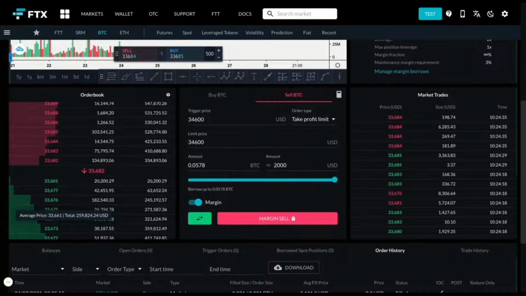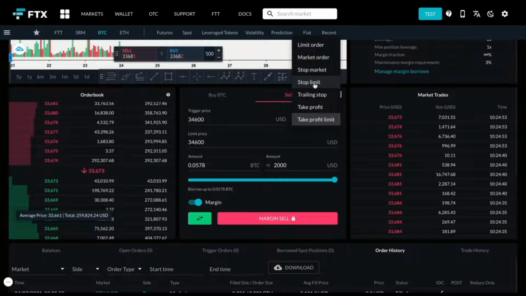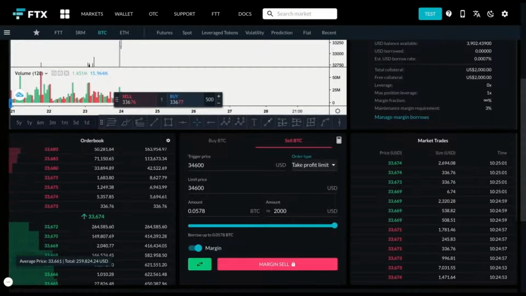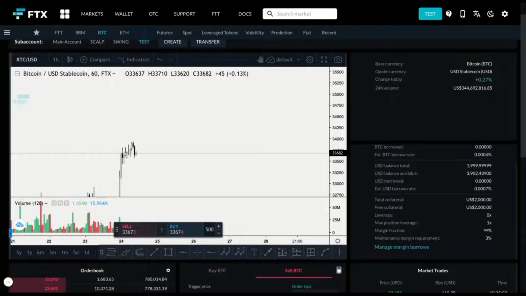But again, it's not that important. In my opinion, it's much easier to just stick to take profit, stop market, limit order, and market order. You don't need to play with stop limits, take profit limits, or trailing stops. Really, you should have a defined entry, risk, and profit target, and just stick with those.